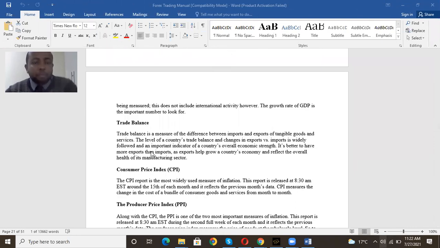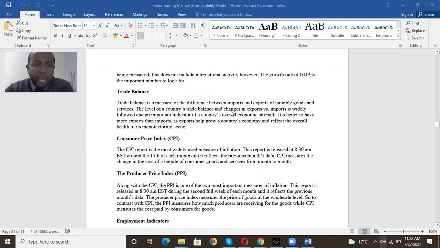So your country should be producing more than it's buying. Whatever you're selling outside to other countries should be more than what you're buying. This is what we call trade balance. The level of a country's trade balance and changes in exports versus imports is a widely followed, important indicator of a country's overall economic strength. It's better to have more exports than imports, as exports help grow a country's economy and reflect the overall health of its manufacturing sector. So manufacturing is a big deal. Shoes, clothes, Lysol, or anything else. Consumer price index.